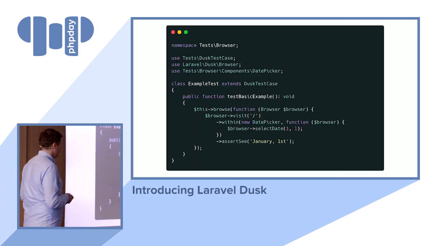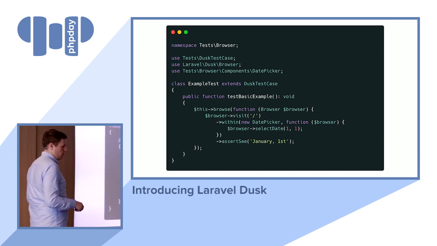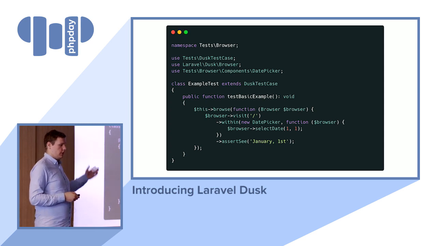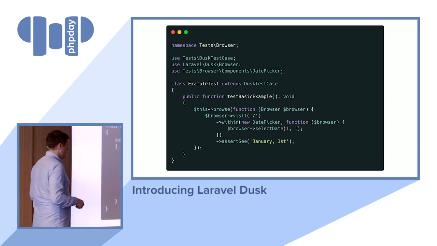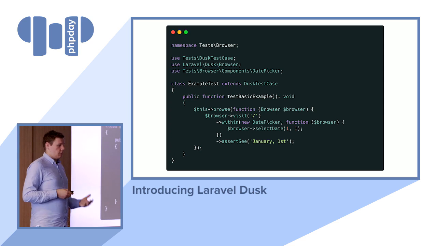So if we put that in a test, you get something like this. We can say we visit the home page, and within the new date picker, we select the date, and then we can see that the date has been added to the page as a string. So this way you can reuse these components in your application.